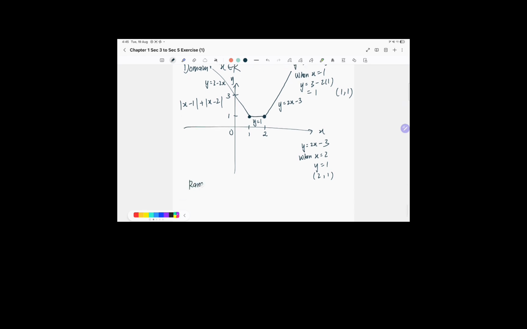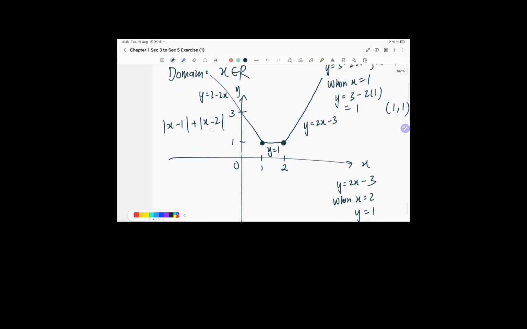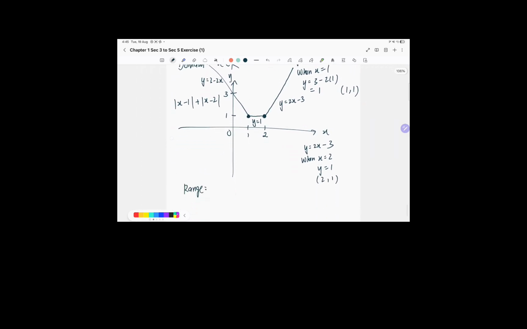So what is the range? What is the y value that you can take here? Y greater than or equal to 1. Yep, greater than or equal to 1.